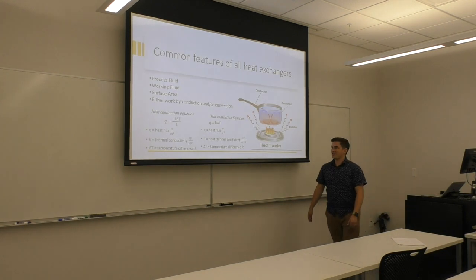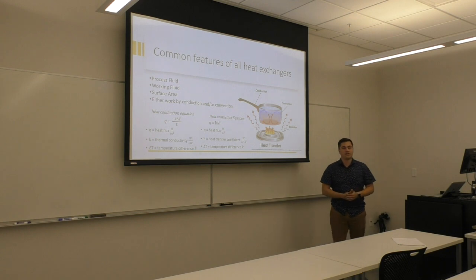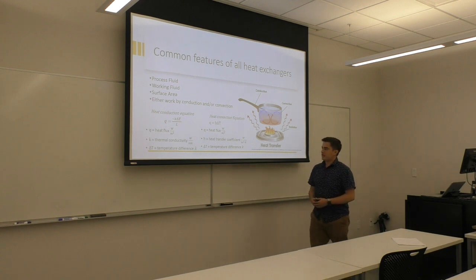So these are common features of all heat exchangers. Danielle touched on this earlier. There's always a process fluid, a working fluid. In general, the main thing that you're going after is surface area. Heat flux is generally watts per meter squared, so for every meter squared you get, you're going to increase the amount of heat that you can eject out of the system.